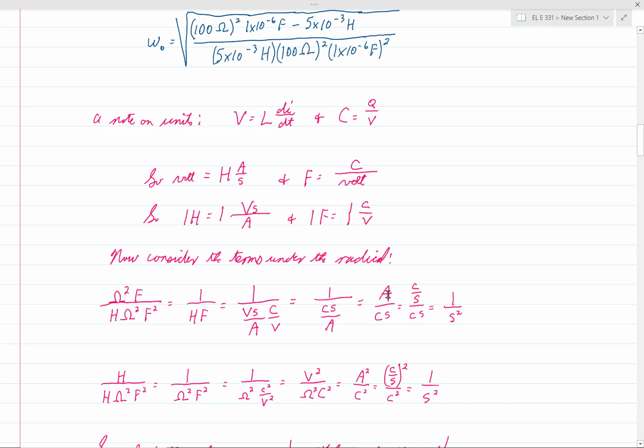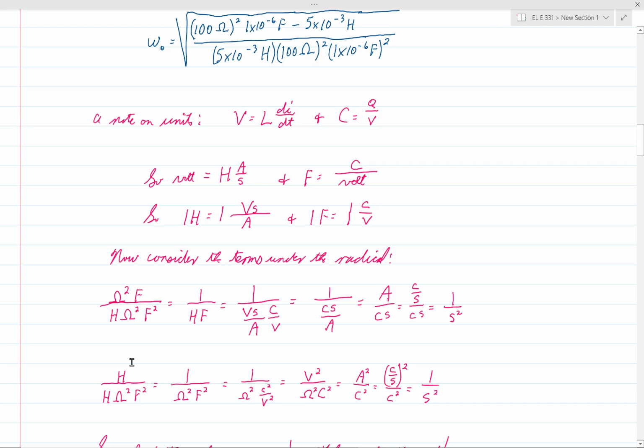Take the ampere to the top, we have ampere over coulomb second, but an ampere is a coulomb per second, so we have a coulomb per second divided by a coulomb second. The coulombs cancel, and we have 1 over second squared. Now what about the second term?